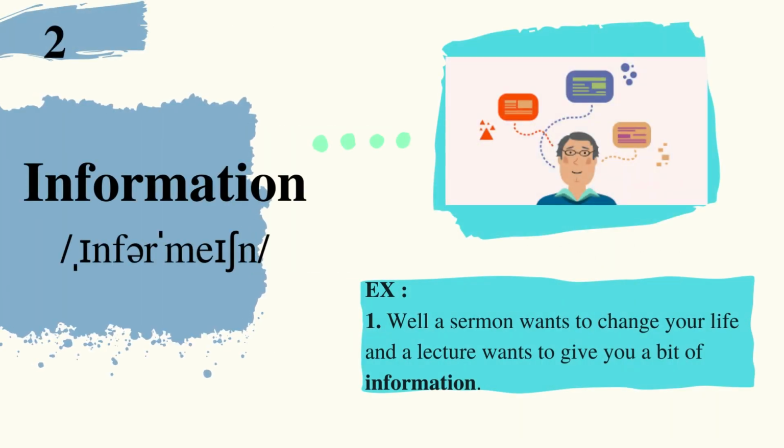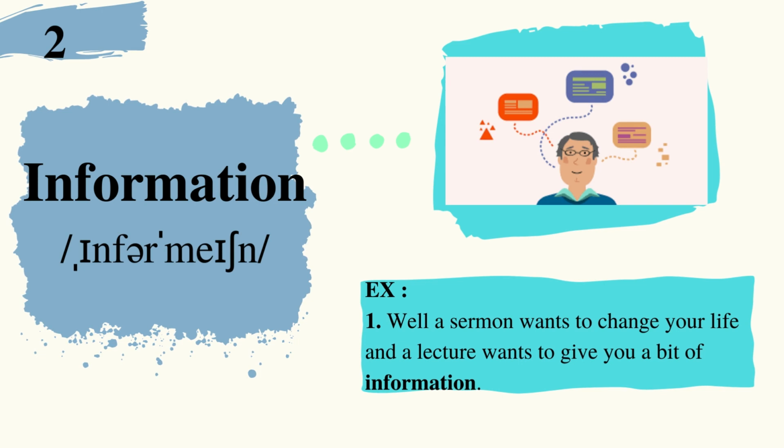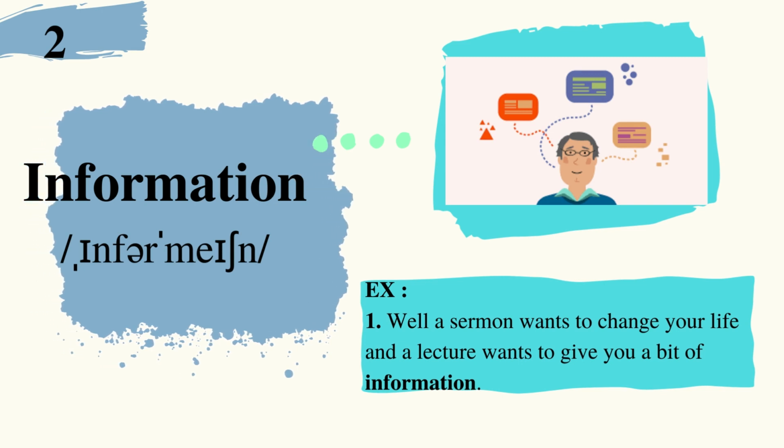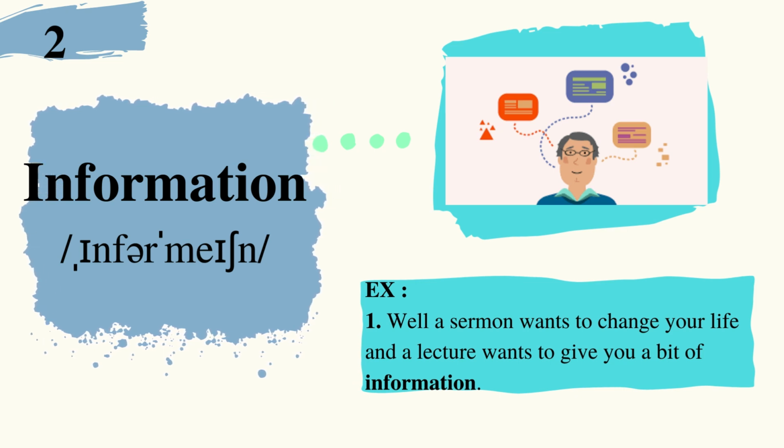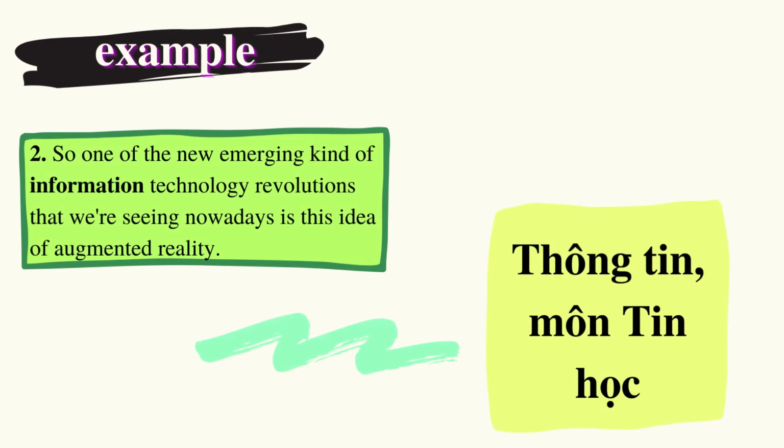2. Information. Information. Example. Well, a sermon wants to change your life, and a lecture wants to give you a bit of information. So one of the new emerging kind of information technology revolutions that we're seeing nowadays is this idea of augmented reality, right?